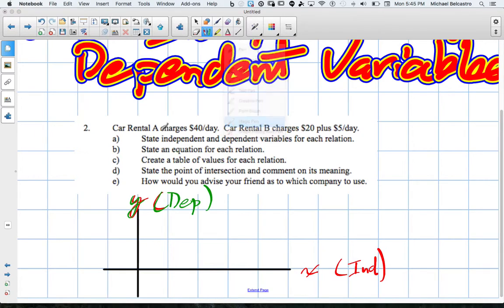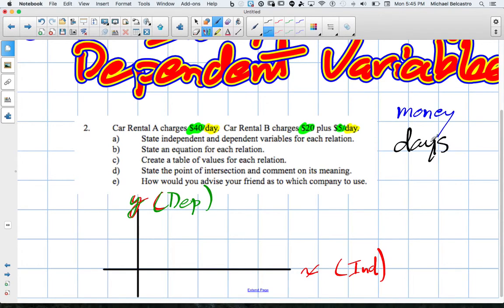So we have to decide which is going to sit where. In order to do that, we have to decide which variable controls or manipulates the other one. In other words, our y is dependent on the first one. There are two variables here. One of them is days, and the other variable is money. So we have money and days. We have to figure out which is independent.